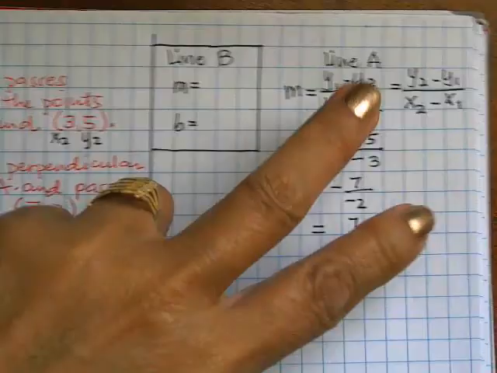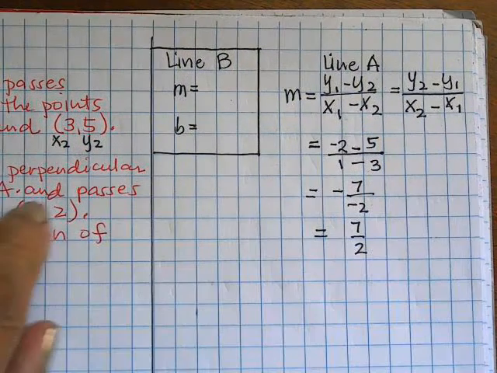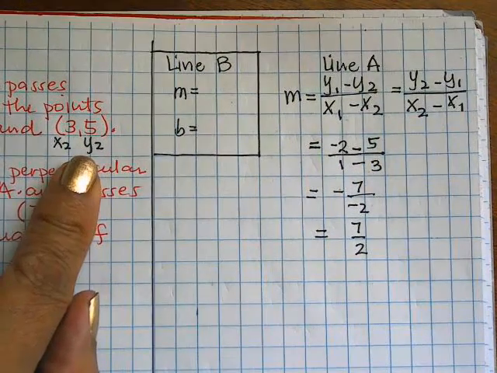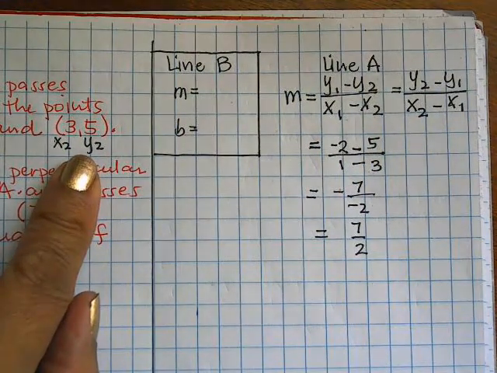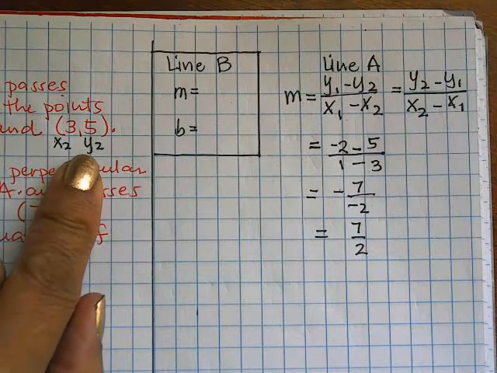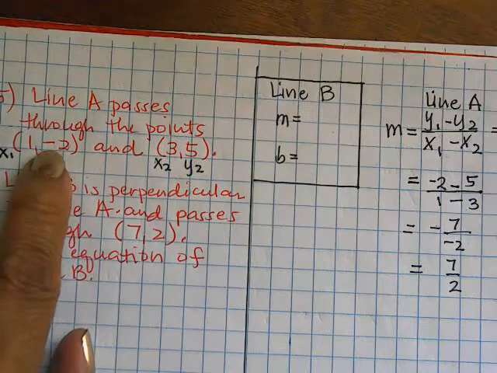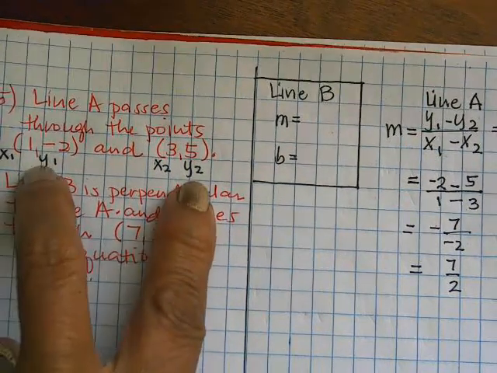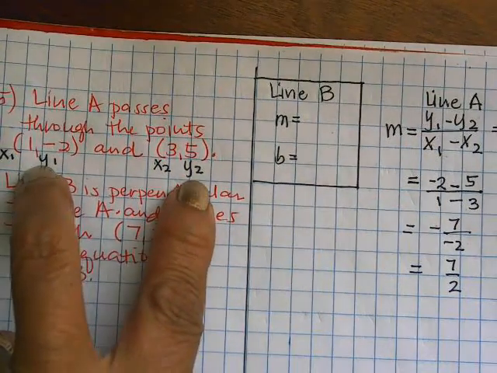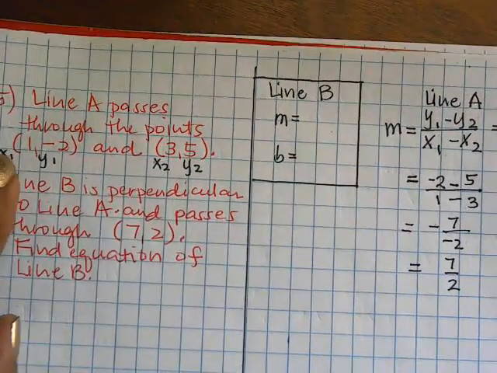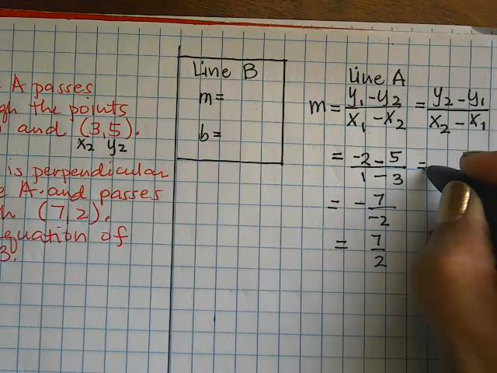Okay, now if you like to use this formula starting from this point, it's okay too. I'll show you, you'll get the same answer. So you want to start with 3, 5. Okay, so 5 minus negative 2. You subtract the 2 y's. Start with y, and then 3 minus 1. Okay. So you will see they will be equal.